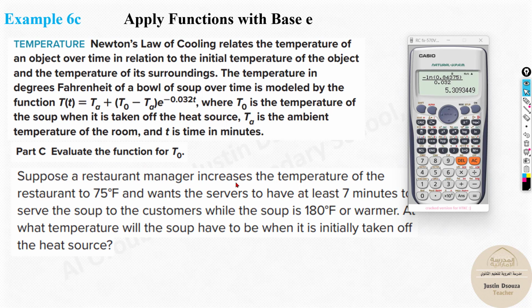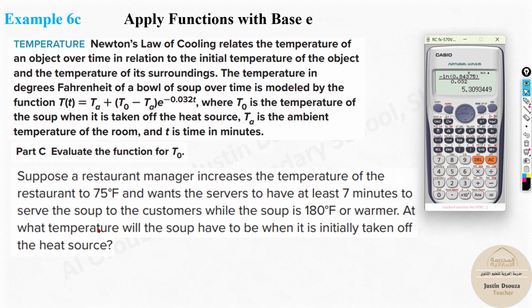Suppose a restaurant manager increases the temperature of the restaurant to 75 degrees. Now here TA, the ambient temperature, is 75. And he wants the server to have at least 7 minutes to serve the soup to the customers while the soup is 180 Fahrenheit or warmer. What temperature will the soup have to be when it is initially taken off the heat source?